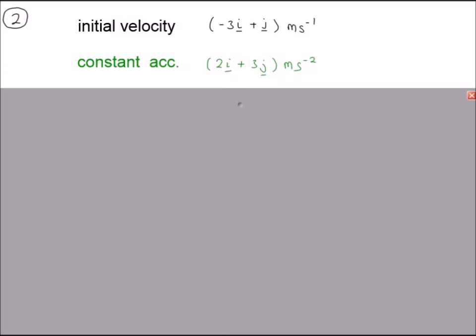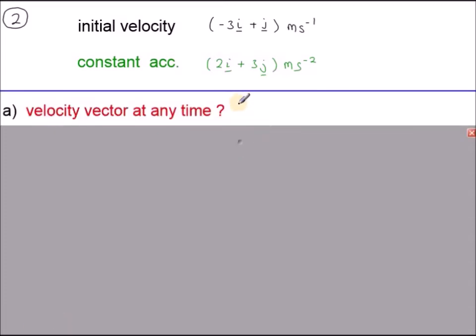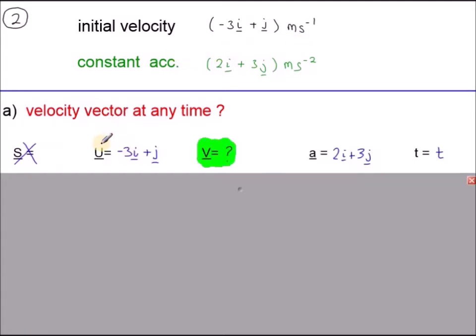Example 2. So we have a particle with this initial velocity and it has a constant acceleration. We need to work out the velocity vector for any given time. We have a SUVAT problem in vector form as we have constant acceleration and we're given vectors. So initial velocity, this is what we're after, the constant acceleration, and we want time in our formula. We're not interested in the displacement.